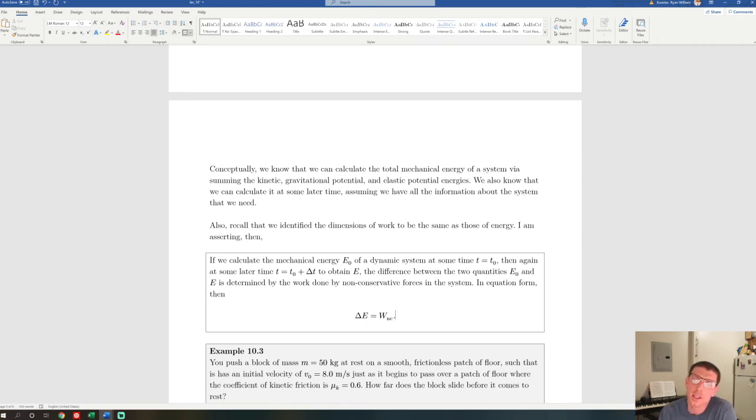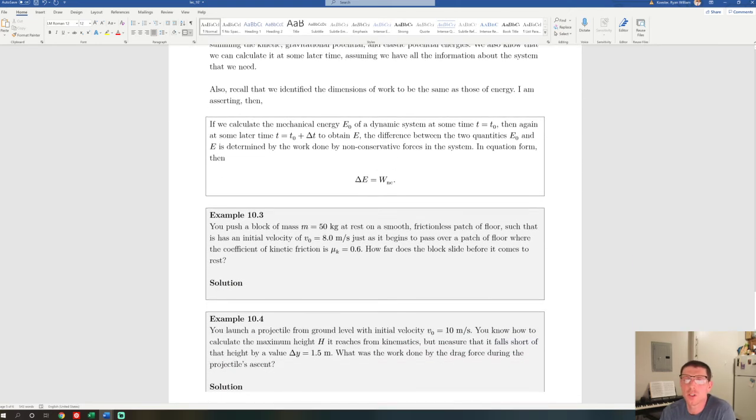And the nice thing about energy is most of the time we can just not worry about the time dependence. As long as we realize that it's there implicitly, but we don't actually have to work with it. And hopefully this becomes clear as we do some more examples. So let's look at some examples of conservation of energy in systems where we have non-conservative forces doing work.